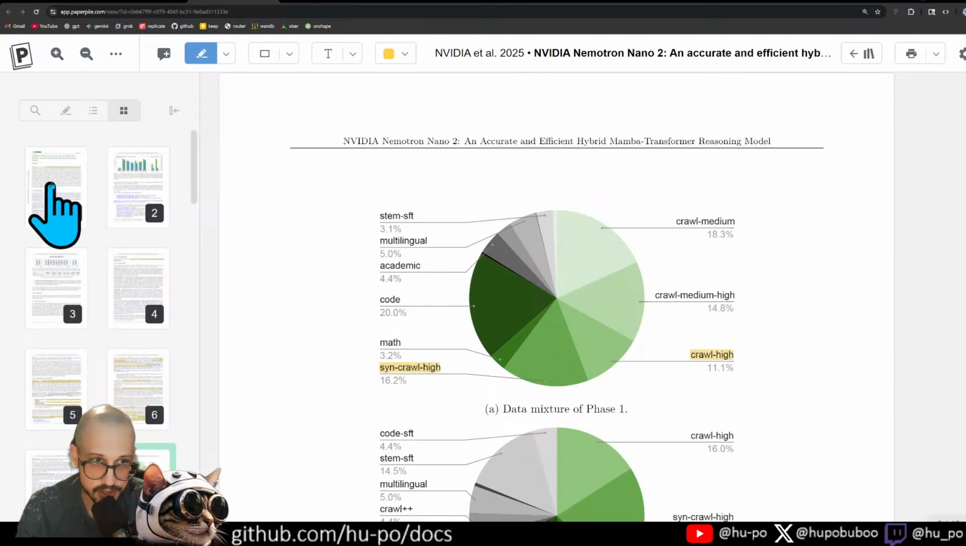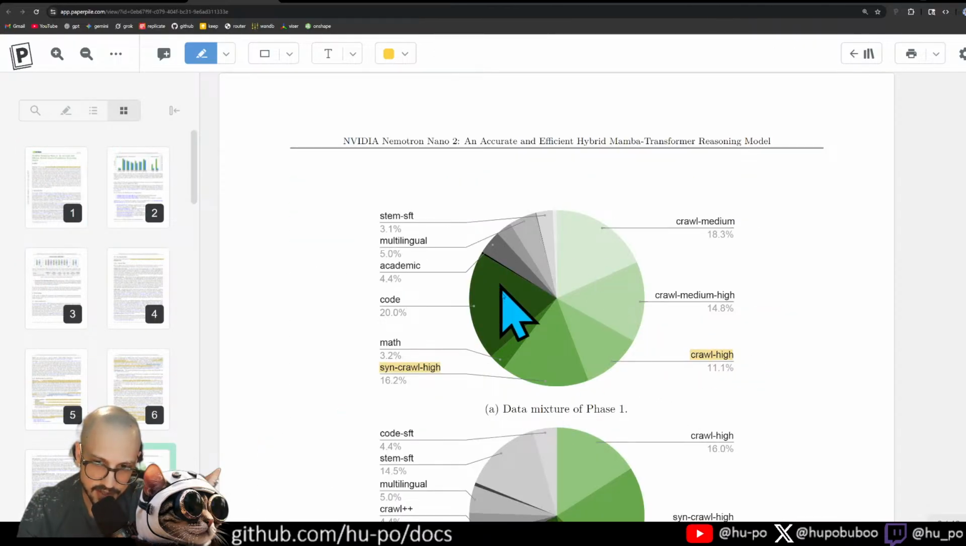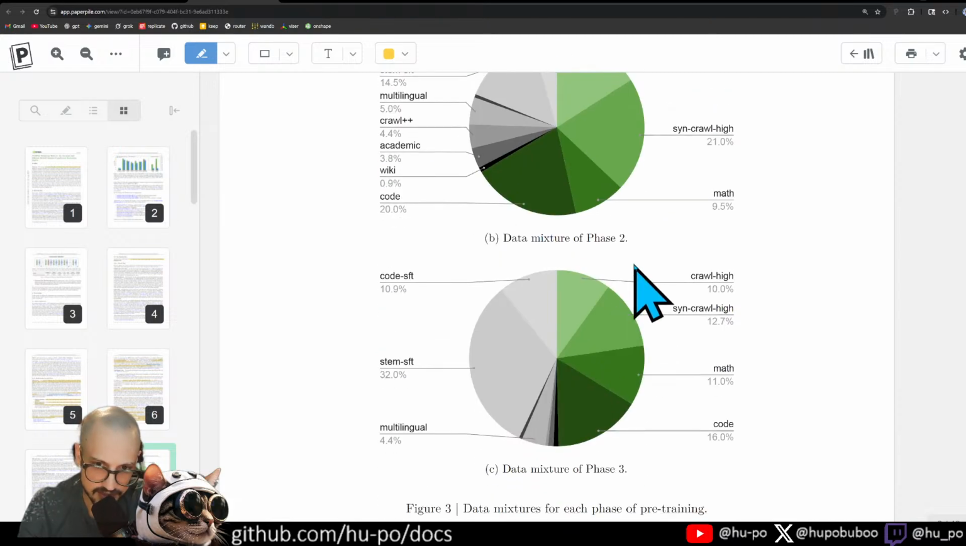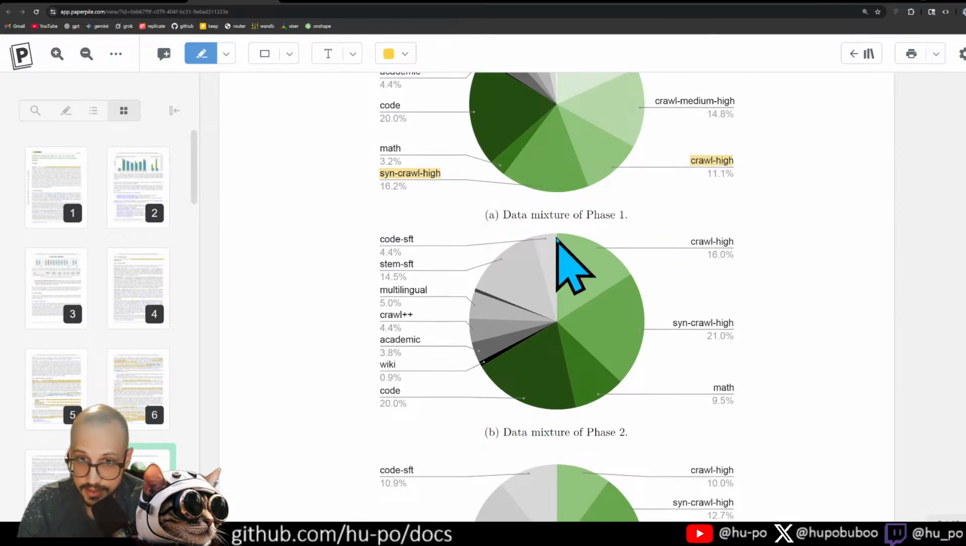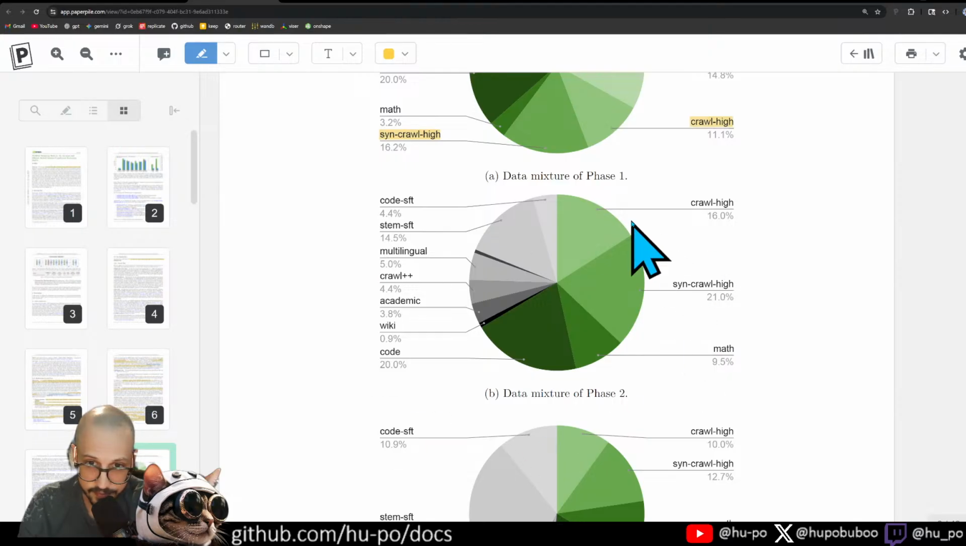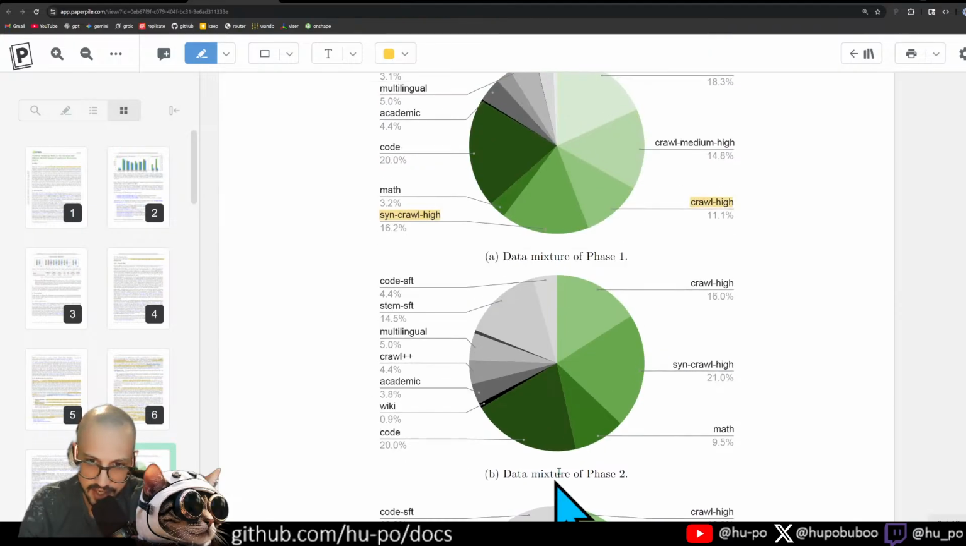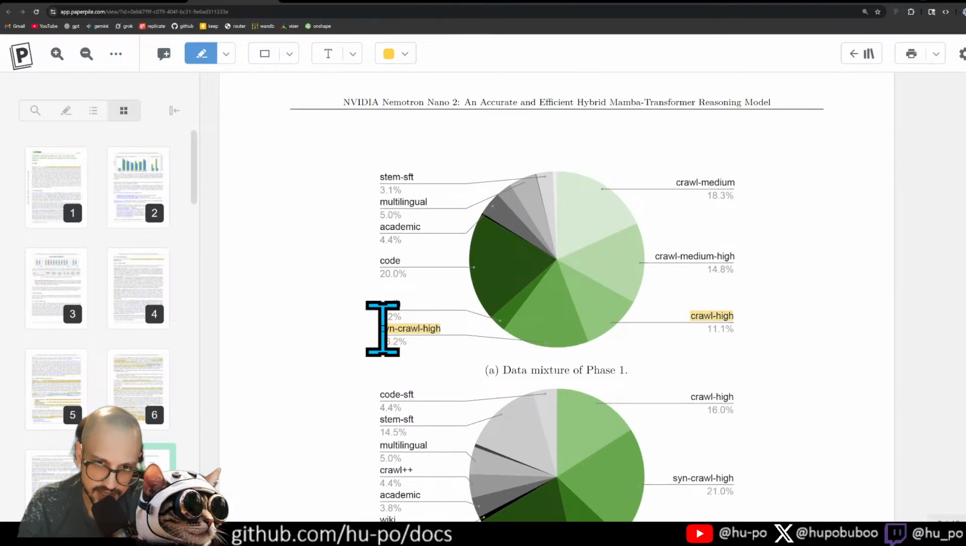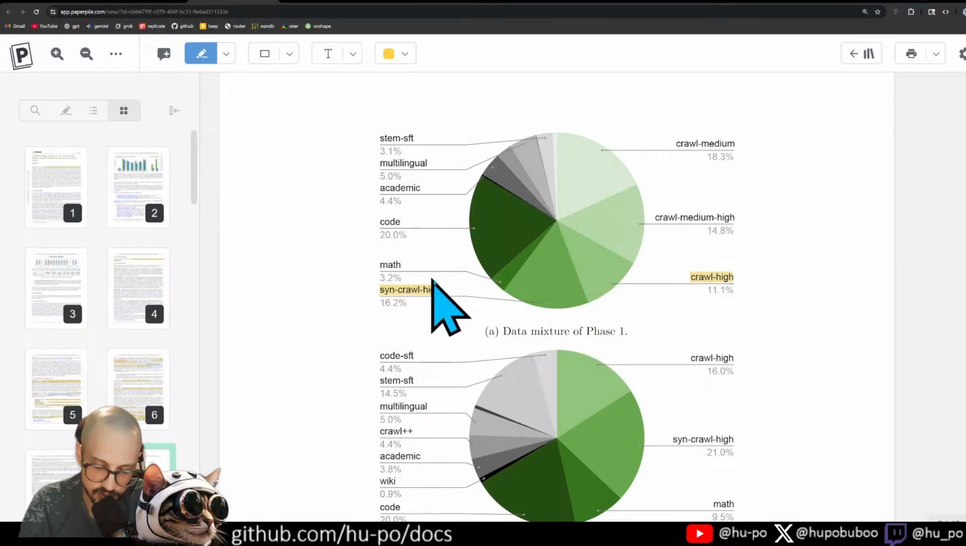I thought this chart was interesting. This is again from the NVIDIA Nemotron Nano 2 paper, but specifically this here. This is the data mixture. They have a 3-phase training, right? You can see pre-training, then I guess people are calling this mid-training now, and then fine-tuning at the end. But look at this. Syncrawl high versus crawl high. I think this is web crawl data filtered for high quality, and this is web crawled data filtered for high quality and then synthetically rephrased. And you can actually see that there's more of this than there is this. So I thought that was interesting.